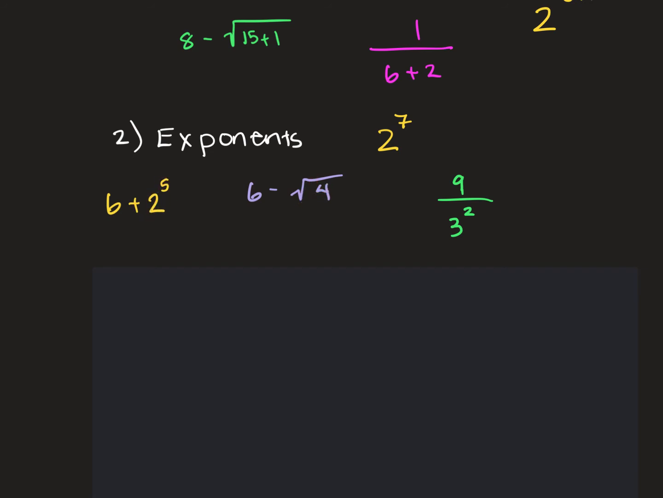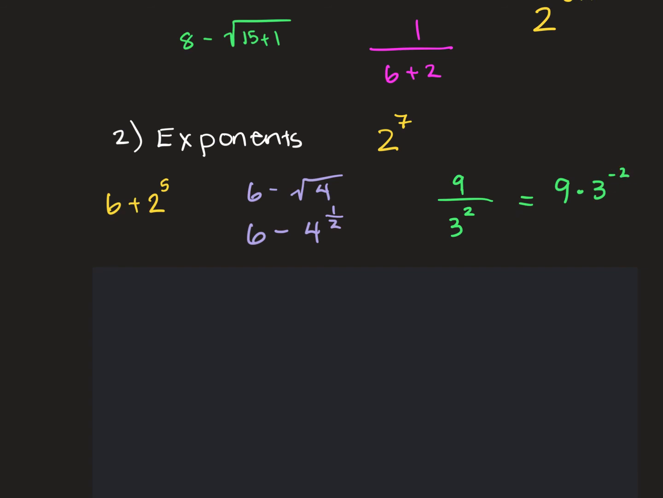This right here is also kind of an exponent because I could rewrite this problem as 6 minus 4 to the 1/2. If you recall, as we were doing exponents, we saw that the square root was also the same as a fraction. So this is an exponent, so you would do the square root before you subtracted. And then here, of course, if it's in the denominator, this is kind of like saying 9 times 3 to the negative 2. And again, here you do the exponent first.